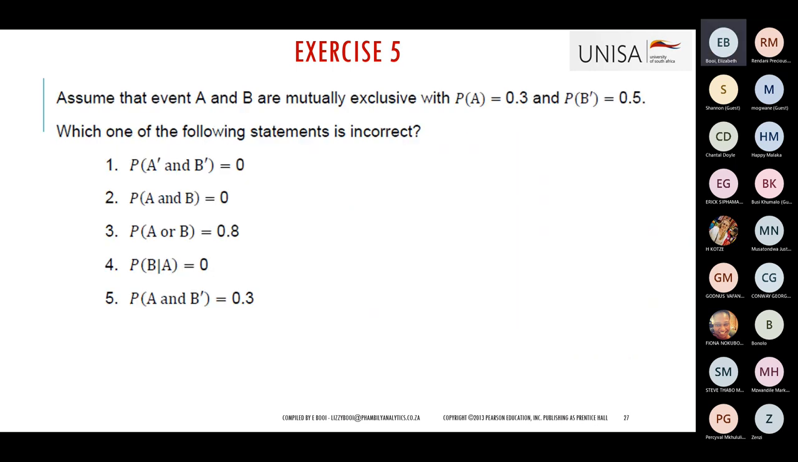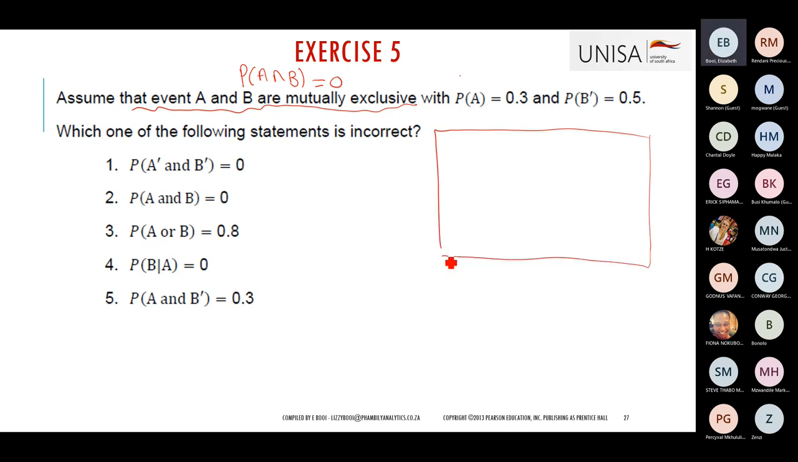So this is one of those questions, and they are telling you here in the beginning, assume that events A and B are mutually exclusive. If they tell you that, automatically you should know it means the probability of A and B is equal to zero. They also give you that the probability of A is 0.3 and the probability of B complement is 0.5. Having all that information given in the beginning might seem to complicate things, but not so. You can do the same and draw up a contingency table, because now you have all the other information.